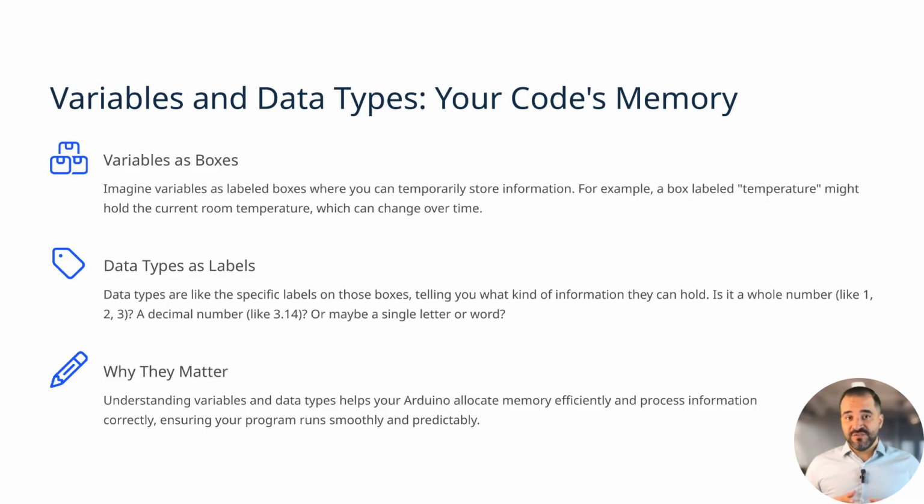For example, using a float when you only need whole numbers wastes space, while using an int to store a decimal will lead to inaccurate results. Understanding variables and data types is fundamental to writing clean, efficient code. It ensures your Arduino can process information correctly and respond to changing conditions in real time.